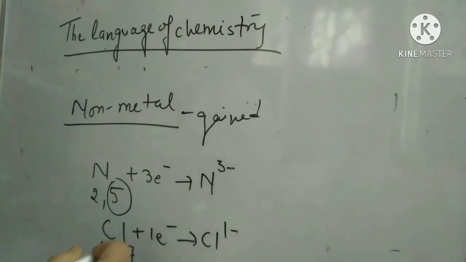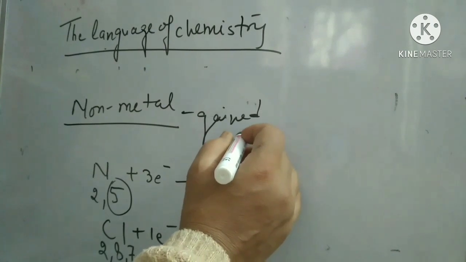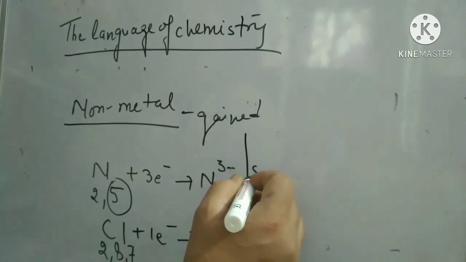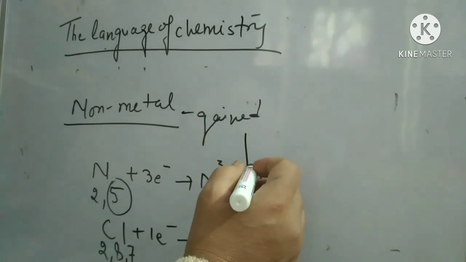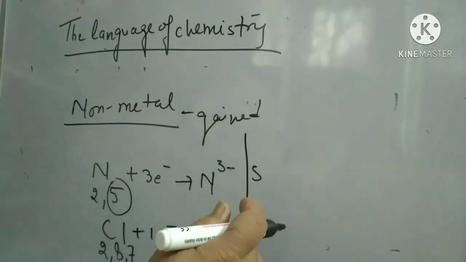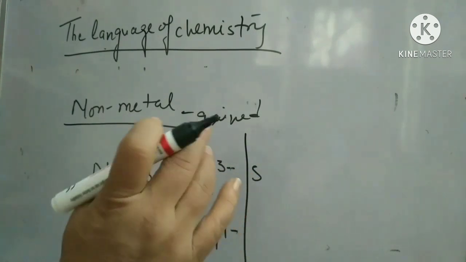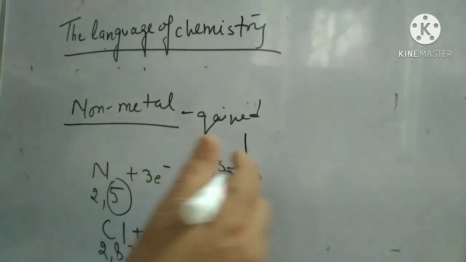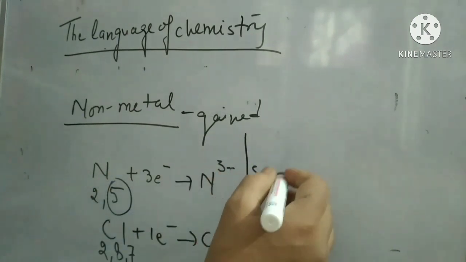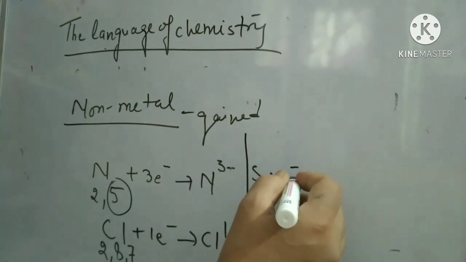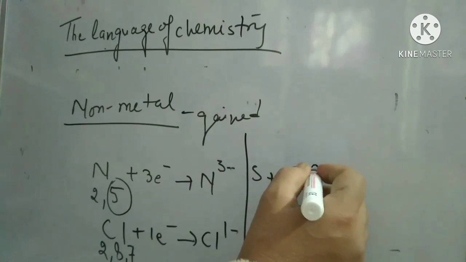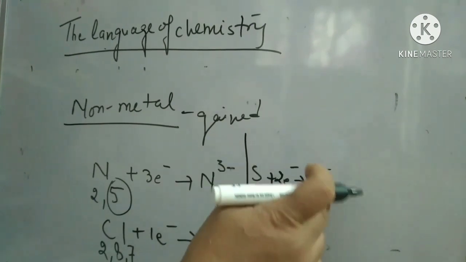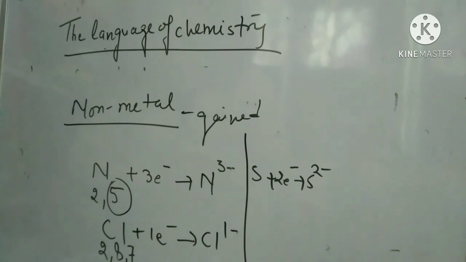Now if we take the example of sulfur. Sulfur has 2 electrons less than a complete outermost shell, so it will gain 2 electrons and become S 2 minus. It will have 2 minus valency, that is, it is divalent.